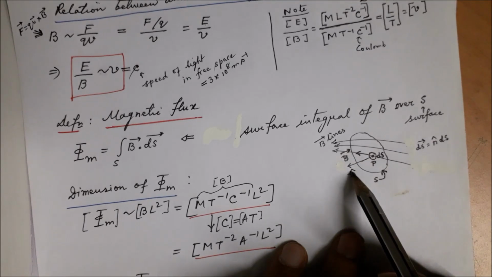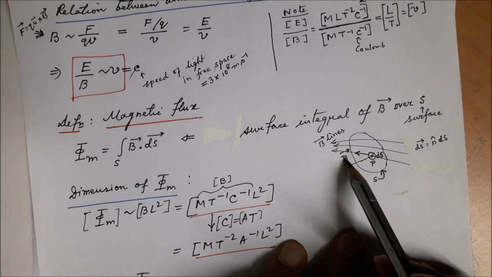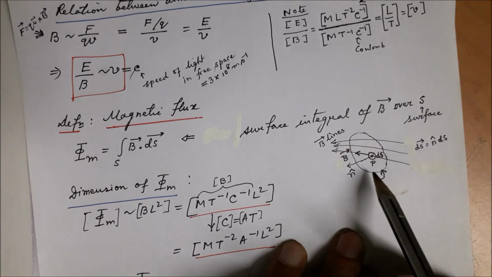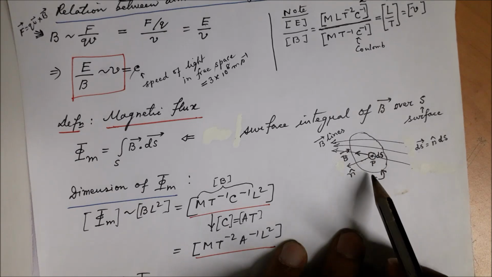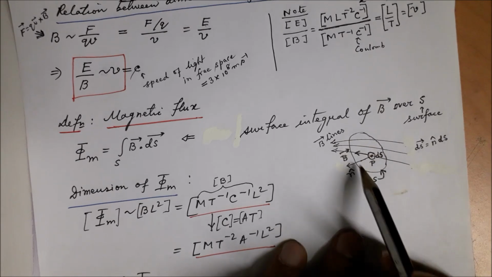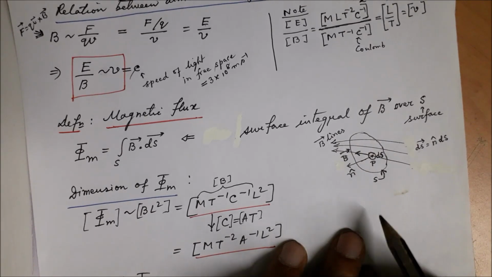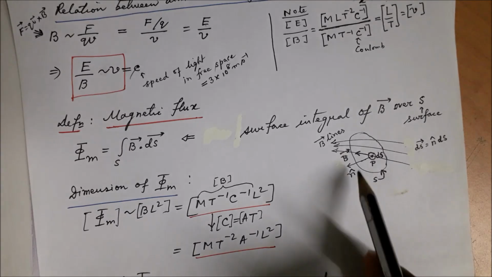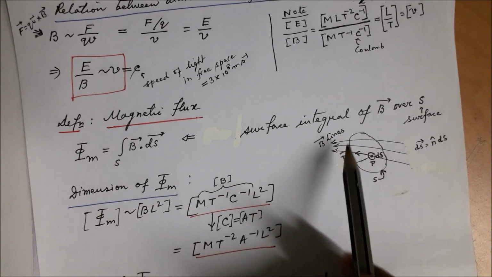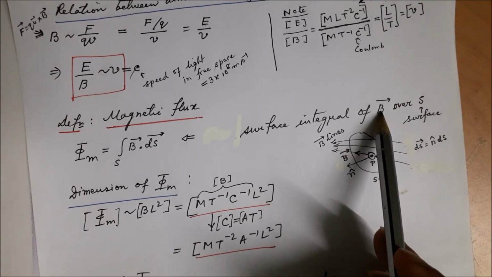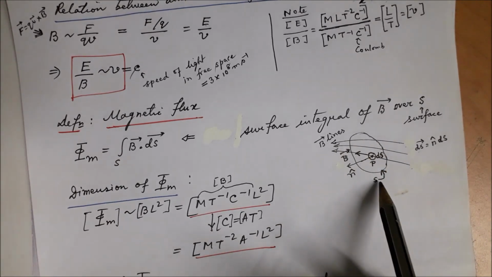So vector B dot n cap ds, vector ds is n cap ds. So if you take the dot product of B and ds and consider all such ds's, this is just one ds shown, and there are innumerable ds's here, which when combined we get S. So you just sum it, then we end up with the magnetic flux. So magnetic flux is the surface integral of the magnetic induction vector over a surface S.